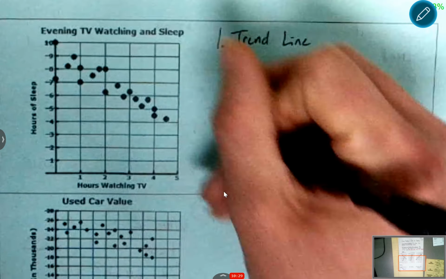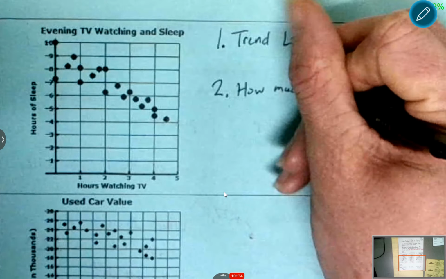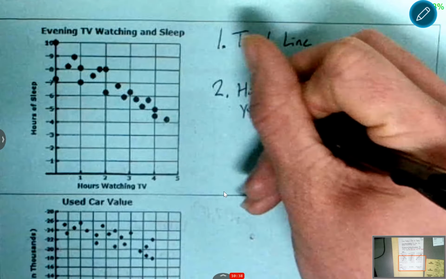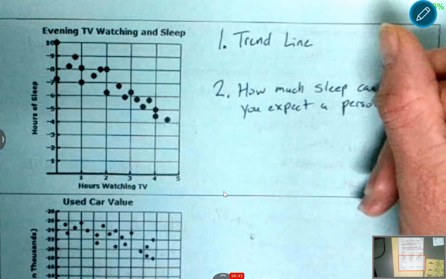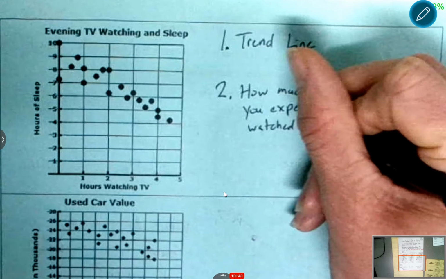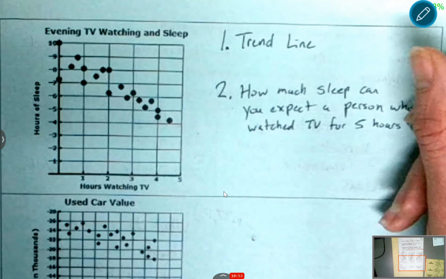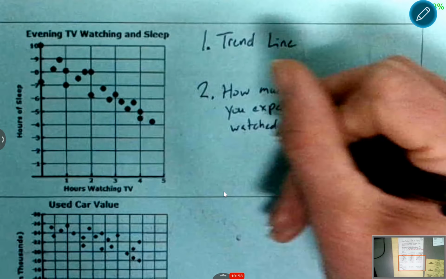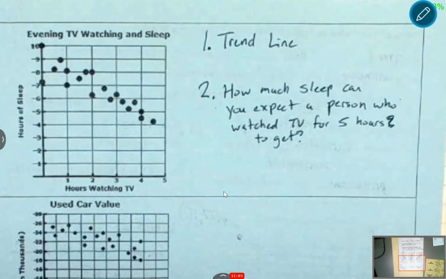And we're going to draw this trend line so we can answer the question, how much sleep can you expect a person who watched TV for 5 hours to get? So we're going to start by drawing the trend line.